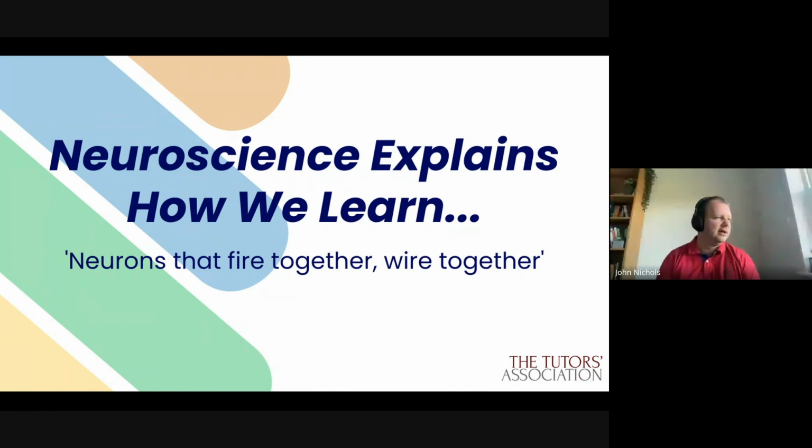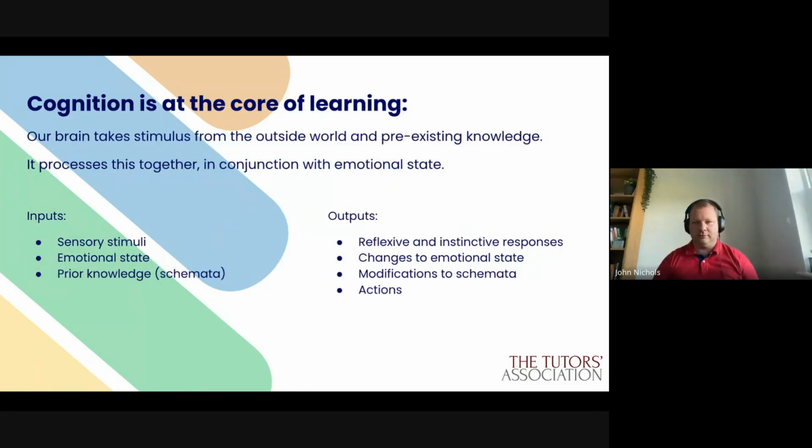Okay, fair enough. So, neurons that fire together, wire together, and this phrase is very important. Now, cognition is thinking, and this is at the core of learning.